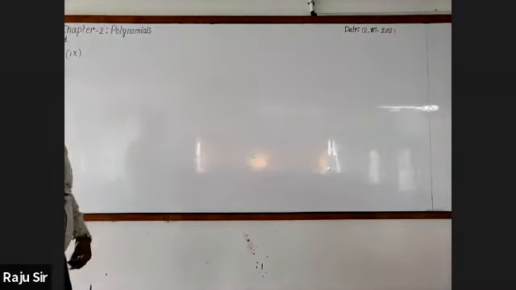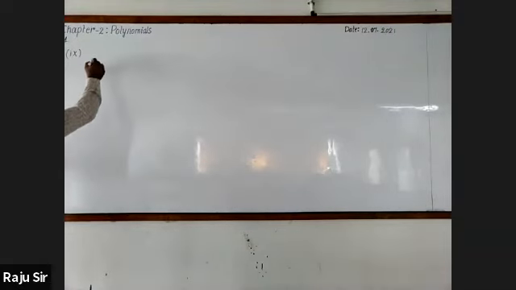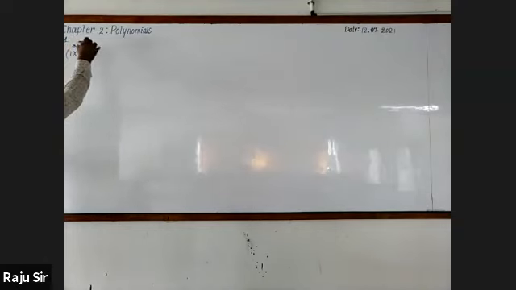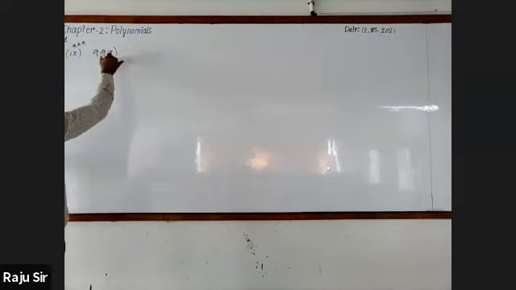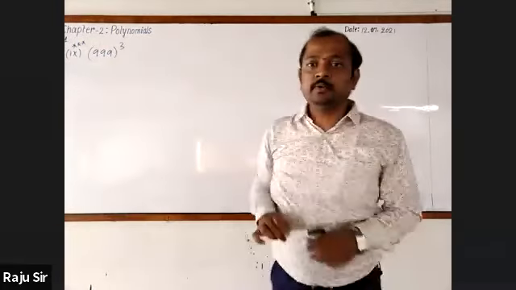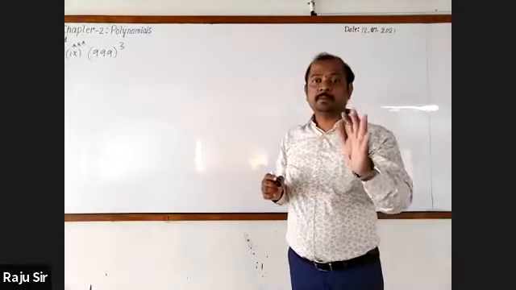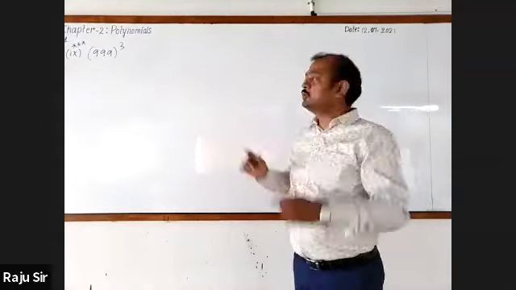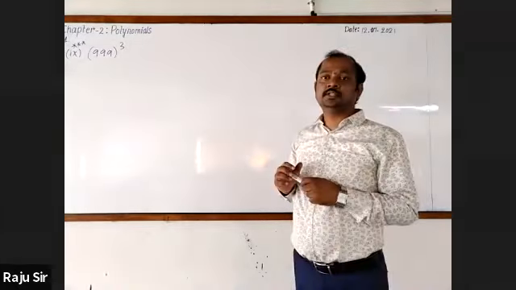Now I'm going to take a very important statement. This was given in the examination as well. Put a 3-star mark and write 999 whole cube. You have to find out its value without actual multiplication, nothing but using the suitable identity.